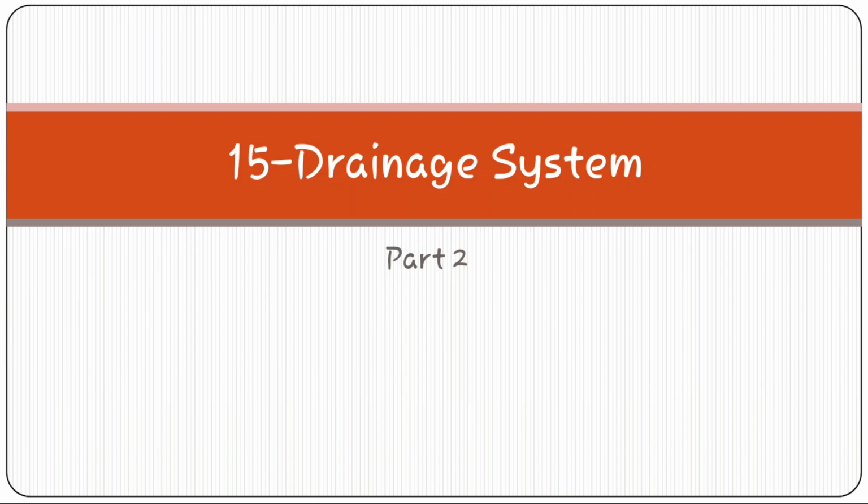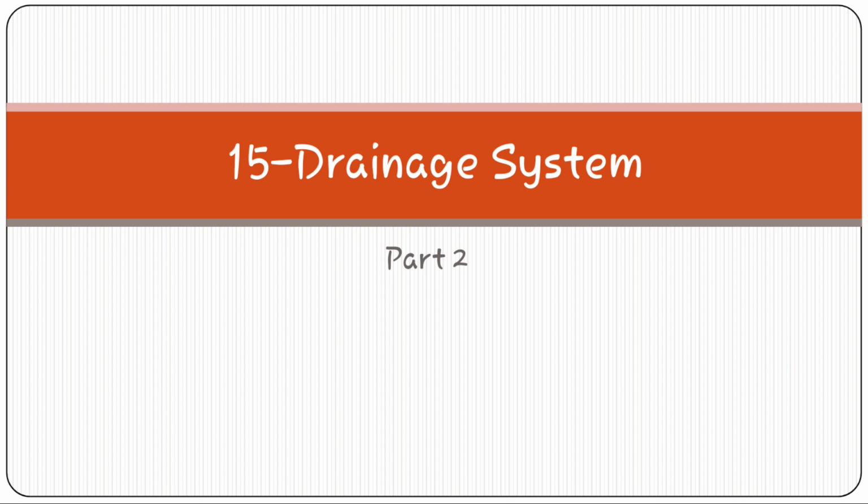Hello students, today we are starting the second part of chapter 15, drainage system. Yesterday we discussed the difference between a river basin and a water divide, the difference between Himalayan rivers and peninsular rivers, and the three stages or courses of a river system.